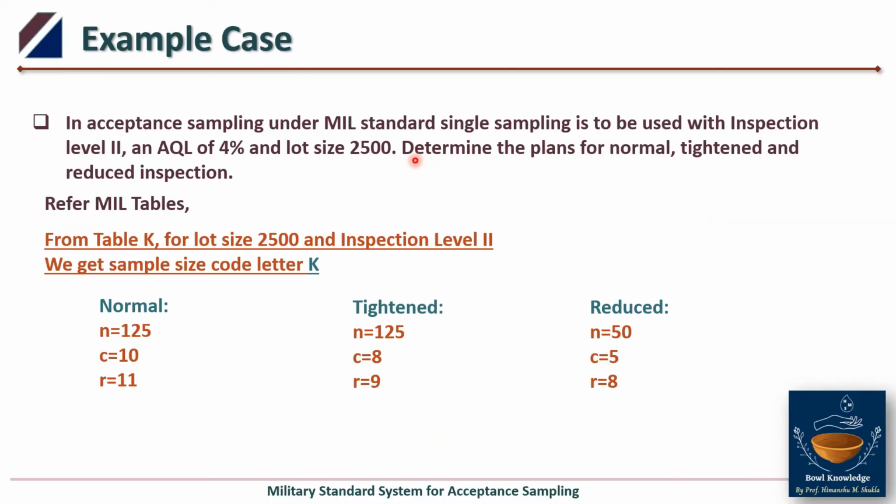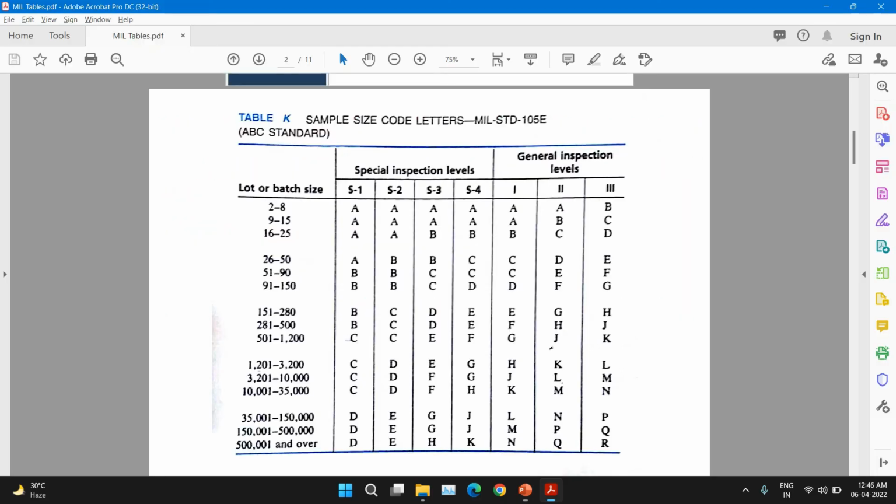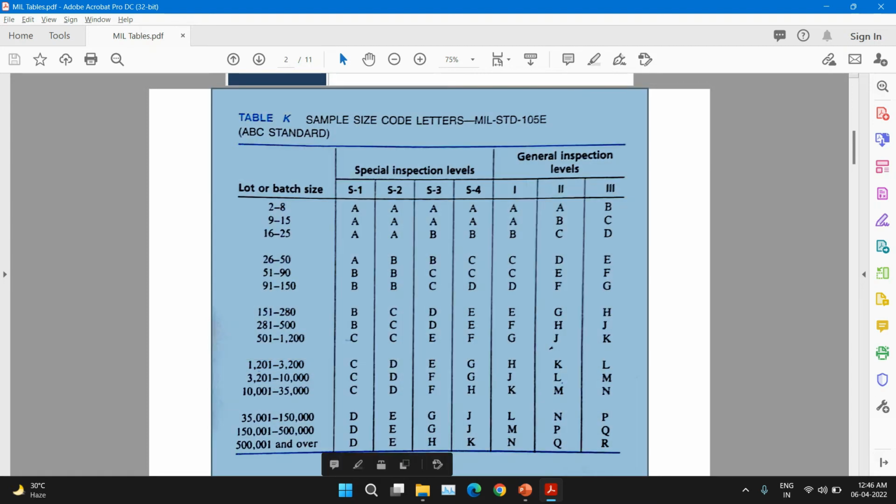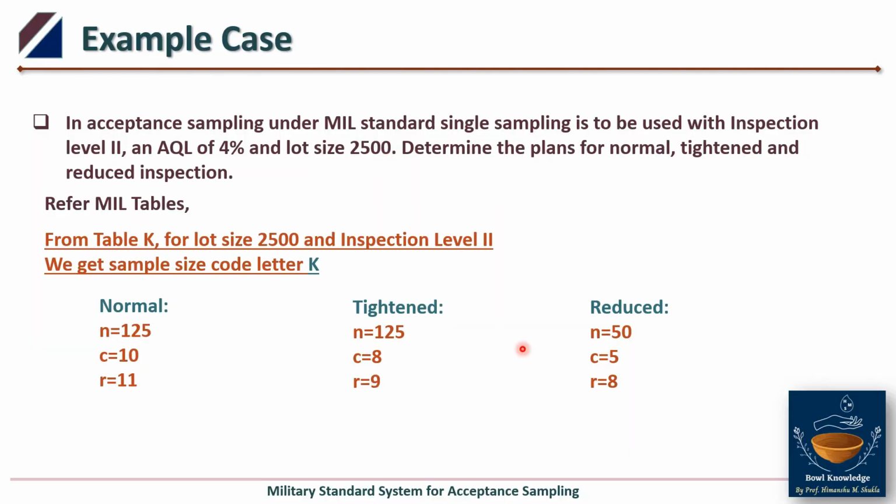Again I will reiterate. The requirement is inspection level 2 and lot size 2500. In table K you can see on the left side there are lot sizes. So 2500 lies between 1201 to 3200. For this row at inspection level 2 we get the sample size code letter, that is K. You can see here. So the sample size code letter for our case is K.